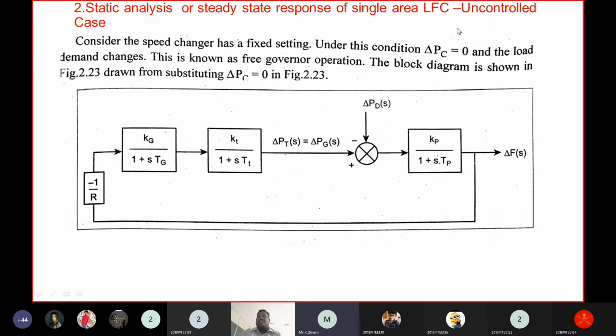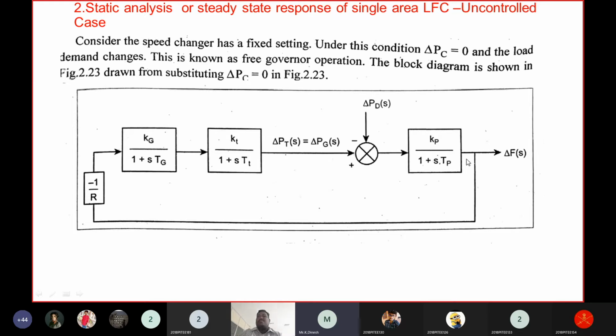The controlled case would be an open loop system. In the uncontrolled case, it is a closed loop. The closed loop system analysis is somewhat tedious, so I'm going to analyze the uncontrolled case.